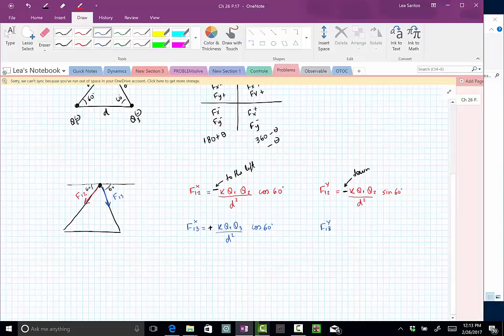The other one here is k, q1, q3 divided by d squared, and this one is also sine of 60 degrees, and this one is also pointing down as the force above. Okay, so now we add all of these forces. So we'll have the total component in the x direction and the total component in the y direction.